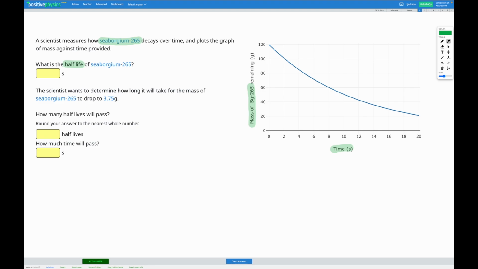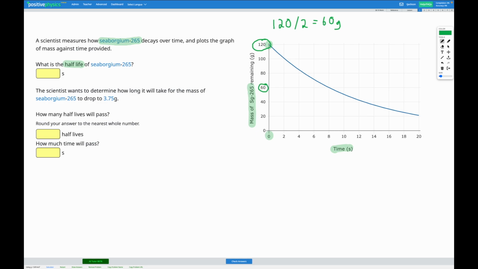The half-life is the time taken for half of the original sample to decay. So in this question, we started at 0 seconds with this much, and we can see over time it's decreasing. So we started with 120 grams. So the half-life is the time that it takes for that mass to halve. So 120 divided by 2 is 60 grams. So we know after a half-life has passed, we'll have 60 grams left.